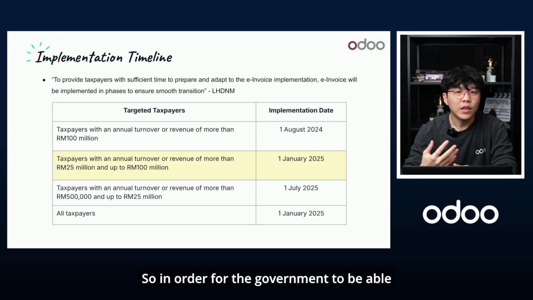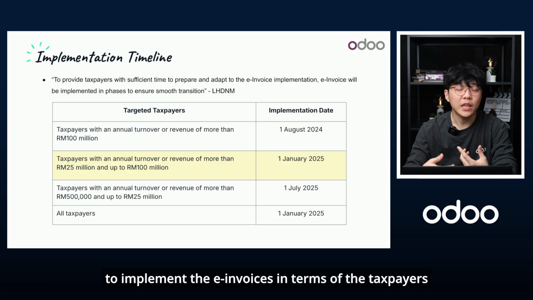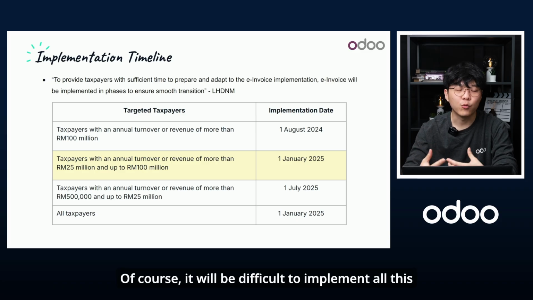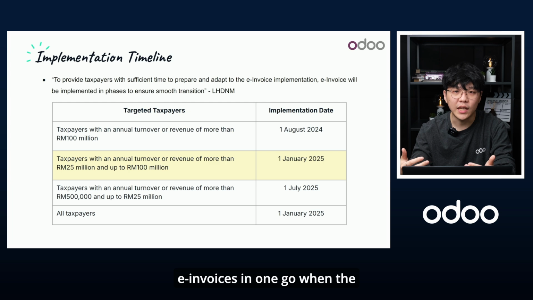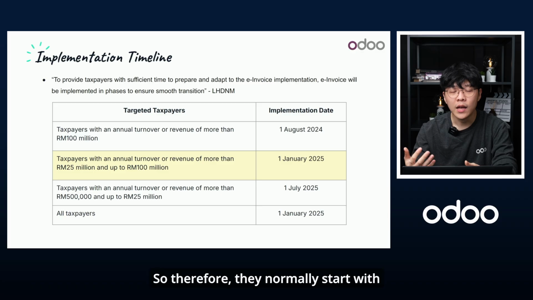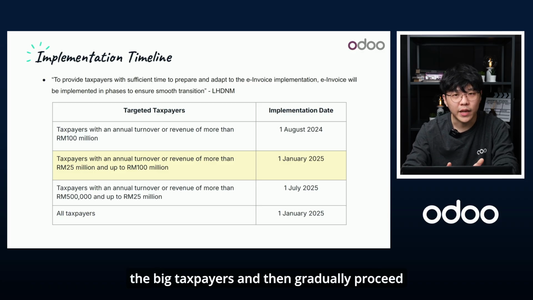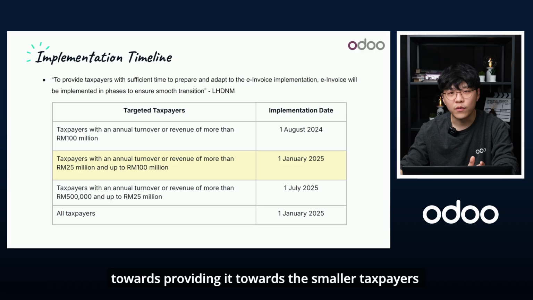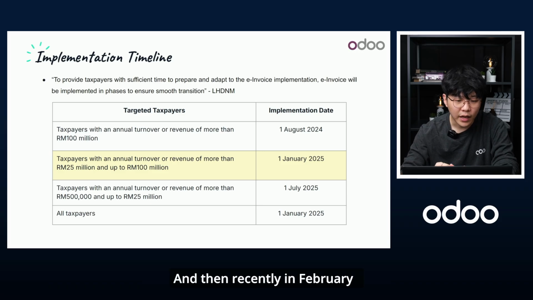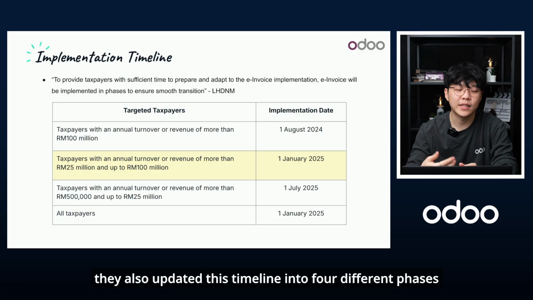In order for the government to implement the e-invoices for taxpayers, they normally proceed in terms of a timeline. Of course, it would be difficult to implement all this e-invoicing in one go when the infrastructure is not ready or none of the software is ready. Therefore, they normally start with the big taxpayers and then gradually proceed towards the smaller taxpayers and ultimately to all the taxpayers. Recently in February, they also updated this timeline into 4 different phases, which was 3 in the past.